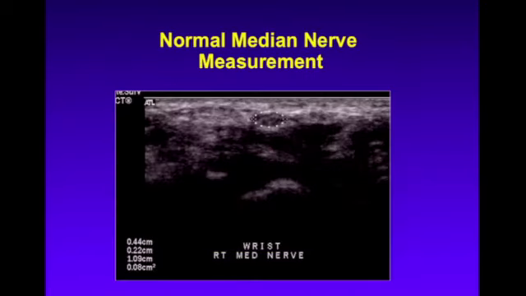How do we measure the nerve? Well, essentially every ultrasound machine has some way to do this, with an ellipse function or with a free drawing function where you can just trace with the cursor around the nerve. And we get a cross-sectional area of the nerve that reads out, and here it reads out to 0.08 square centimeters, which is within the range of normal.